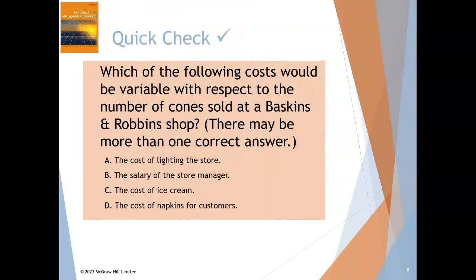Quick check. Which of the following costs would be variable with respect to the number of cones sold at a Baskin-Robbins shop? There may be more than one correct answer. A. The cost of lighting the store. B. The salary of the store manager. C. The cost of ice cream. D. The cost of napkins for customers.